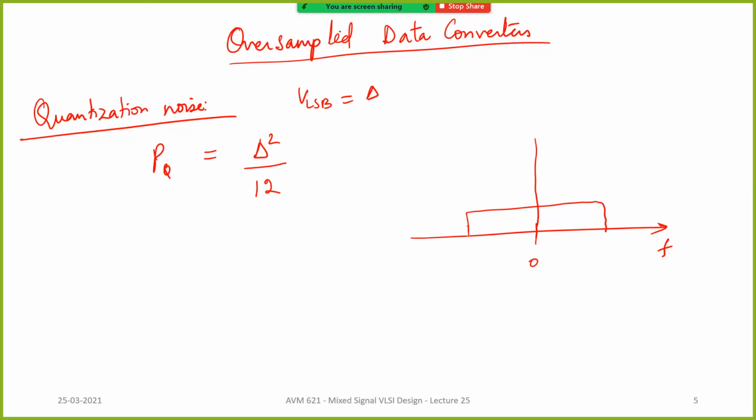But if you take the noise power spectral density, you will see that this is also flat, okay? Because there is no reason to favor one frequency over the other, whatever be the input frequency, the noise is going to be the same, right? So this will range from Fs by 2 to minus Fs by 2, correct? Now, what will be the amplitude of this?